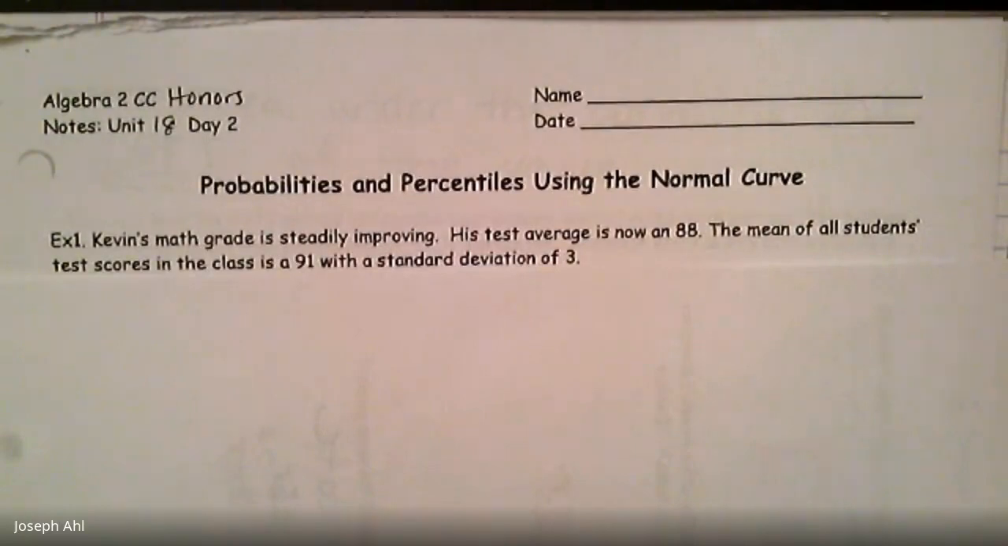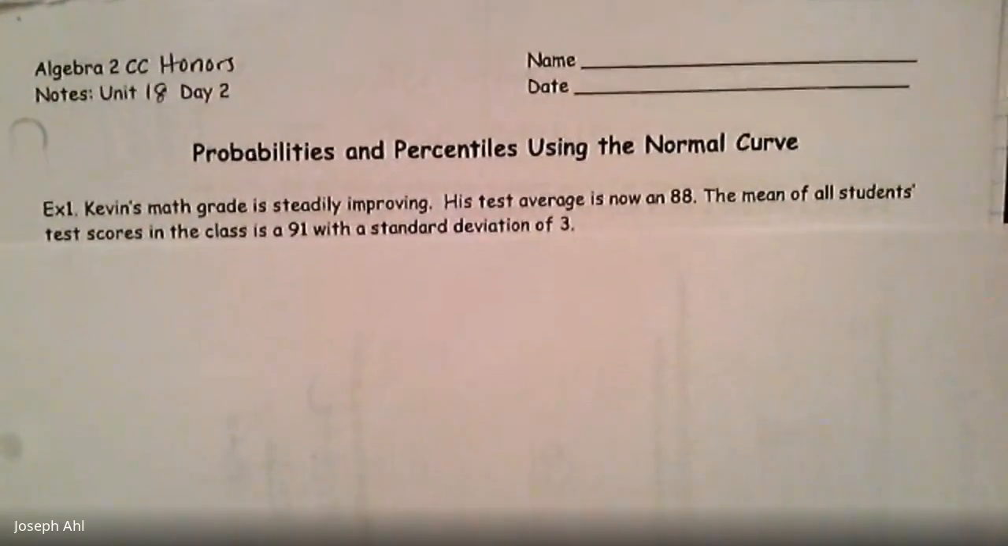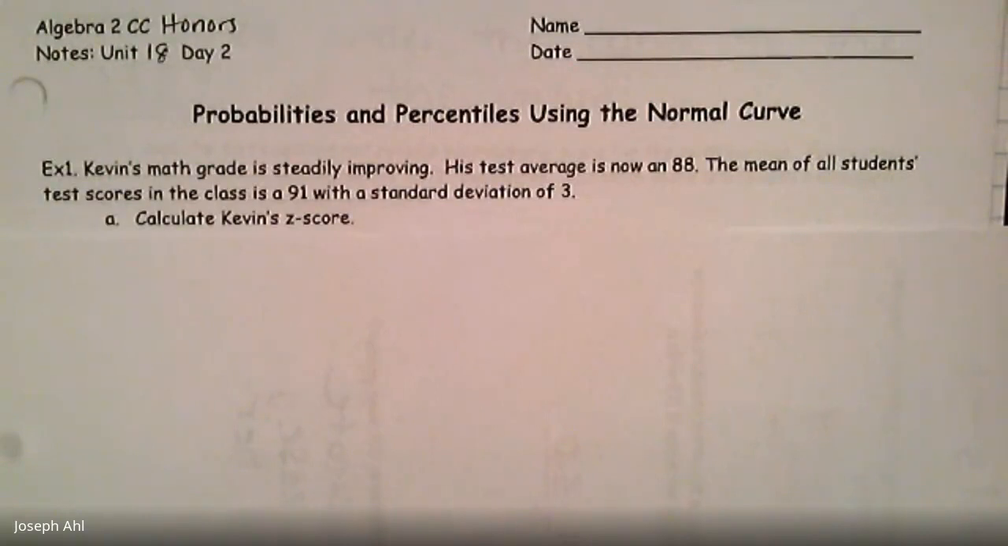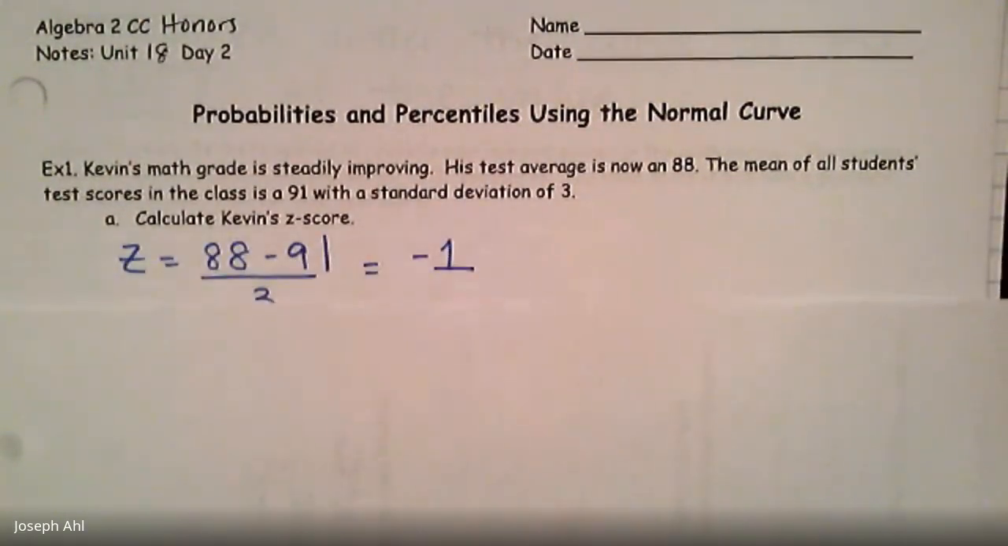So here's a quick question. Kevin's math grade is steadily improving. His test average is now an 88, but the mean for all students is a 91 with a standard deviation of 3. So calculate Kevin's z-score. Same idea from yesterday: observed minus the mean over the standard deviation would give you a z-score of -1.